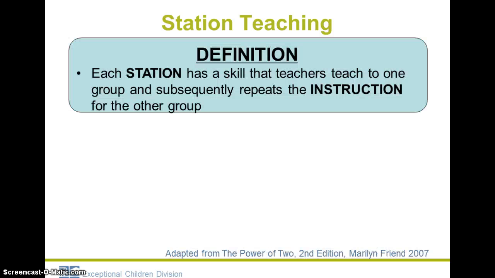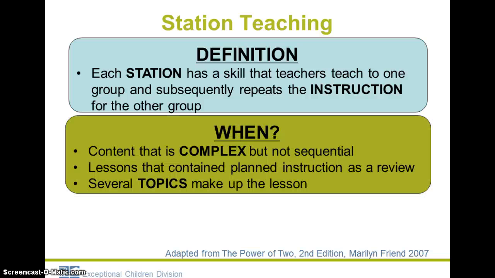So the definition of station teaching is each station has a specific skill that teachers teach to one group, and then subsequently they're going to repeat the instruction for the next group. So the students are going to rotate through the teachers. It's used when content is complex but not necessarily sequential.